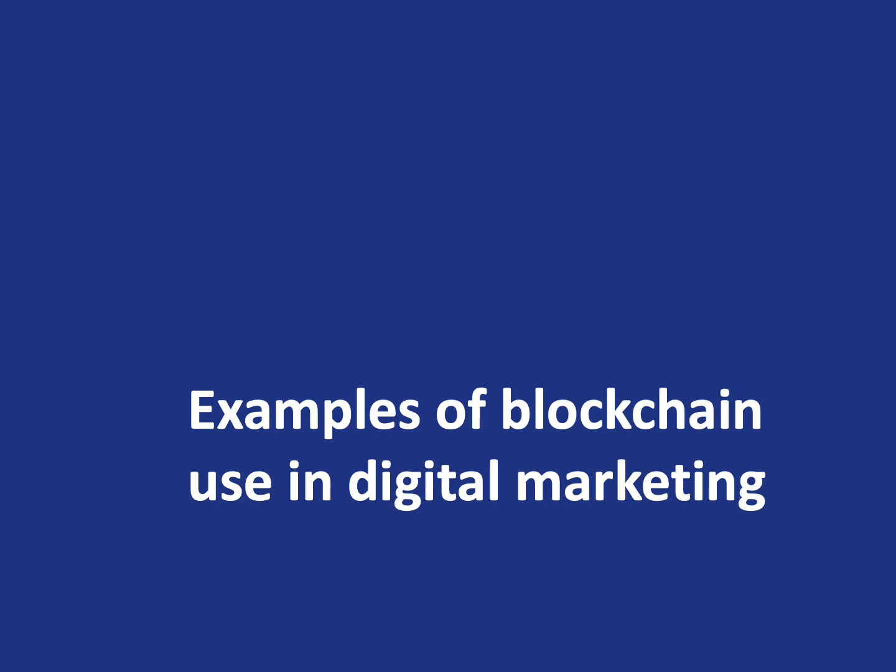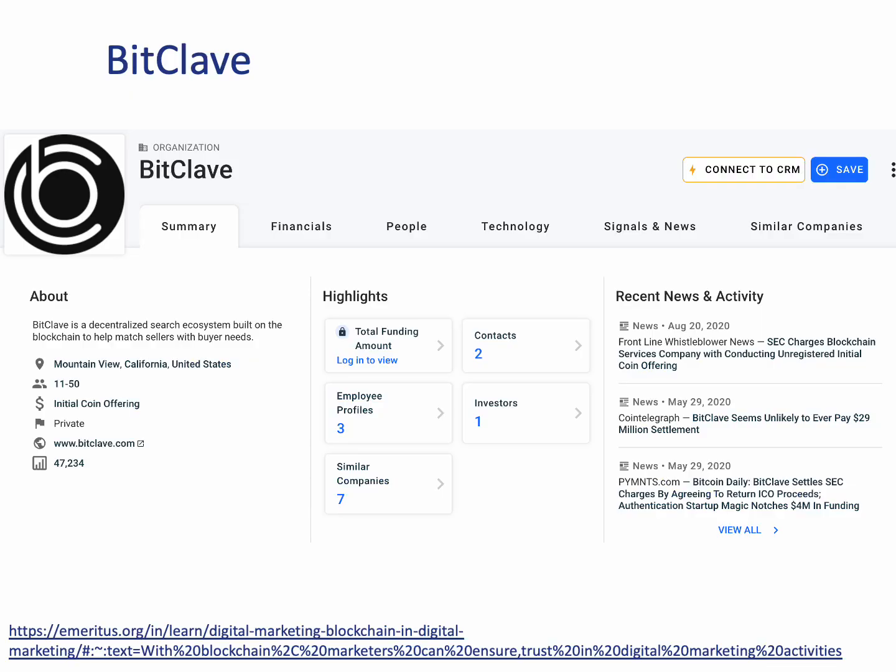So what are some of the examples of blockchain use in digital marketing? Let's have a look at some of them. These examples are proposed by Emeritus, so let me give you a little summary. One of the companies that have used blockchain technology successfully is called BitClave. And BitClave, as you can see, this is a print screen from Crunchbase. It is a decentralized search ecosystem built on the blockchain to help match sellers with buyers, sellers with buyer needs.